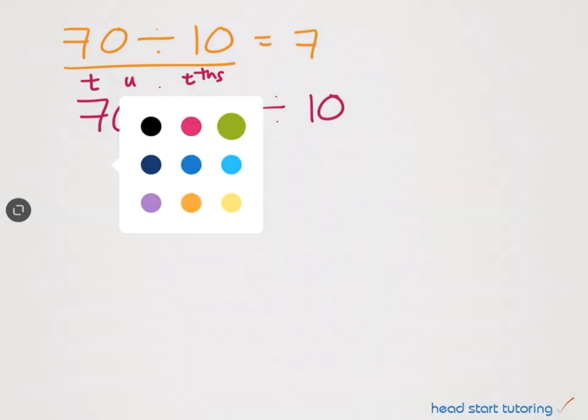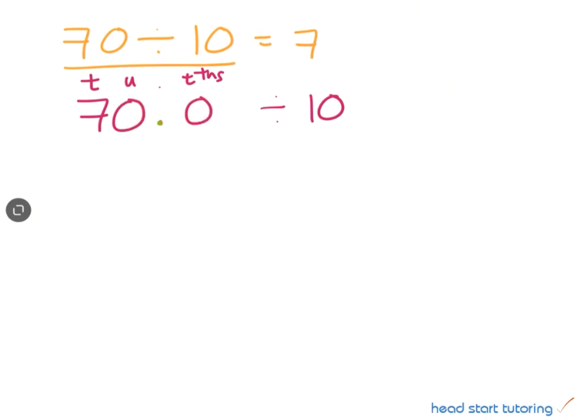So now that we can see the decimal point, we need to understand that when we are dividing by 10, which has 1 zero, each of these digits is going to move one place value to the right, because that will show us that each of these digits becomes 10 times smaller.